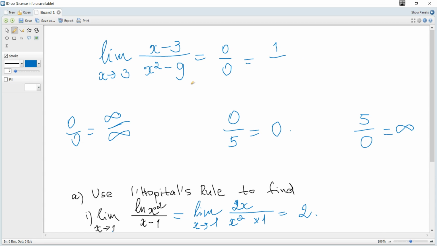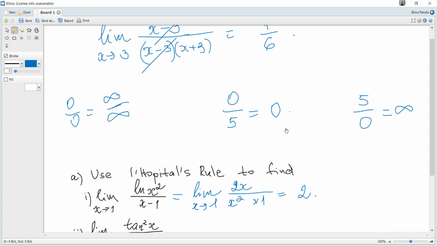Now this expression is undefined, but you can see that x squared minus 9 is x minus 3 times x plus 3. The x minus 3 cancels, and you get 1 over x plus 3, and when you substitute 3, you get 1 over 6, so such a limit exists and is 1 over 6.